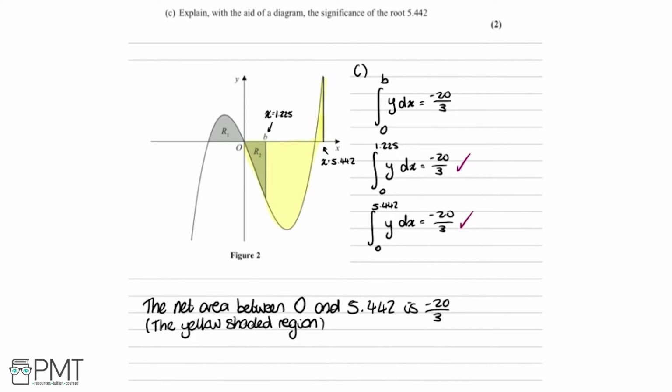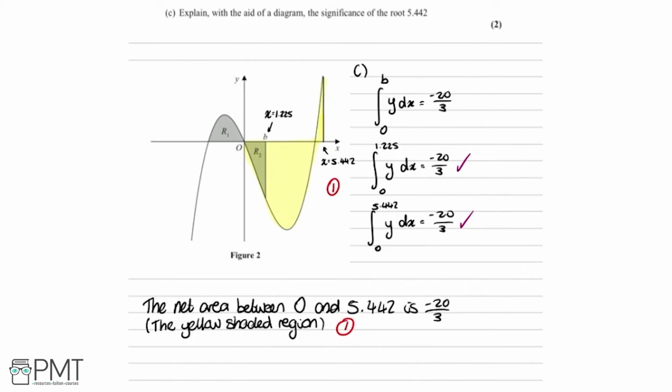Now I'm quickly looking to see where we get the 2 marks from. We get the first mark for drawing a sketch of the curve and then drawing a vertical line to the right of x equals 4. So that's what we've done here, so we get a mark for that. And I just copied the diagram across, but in the exam you could just draw a really rough sketch of the curve to get the marks. And then we get the second mark for a correct statement like this, so saying that the net area between 0 and 5.442 is minus 20 over 3.